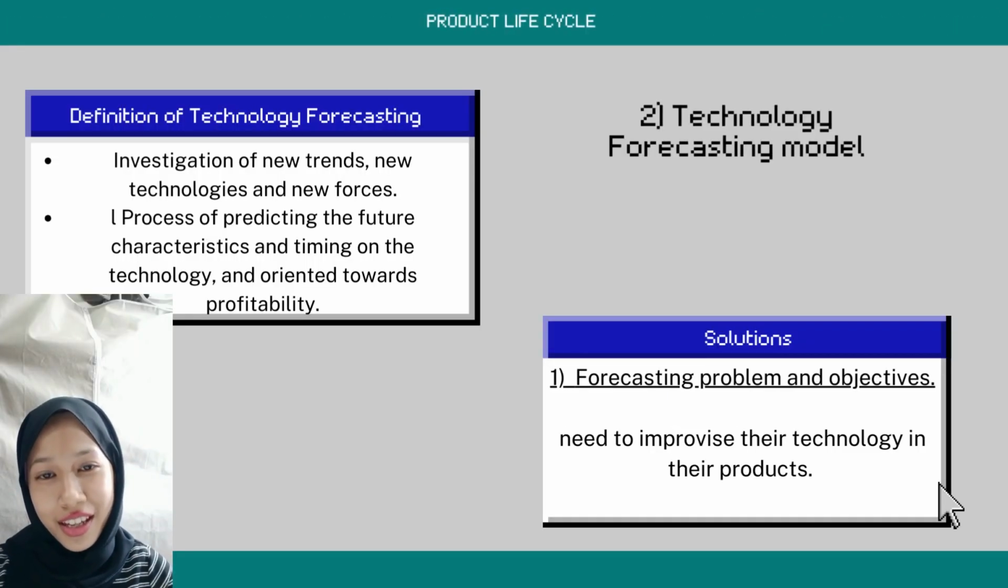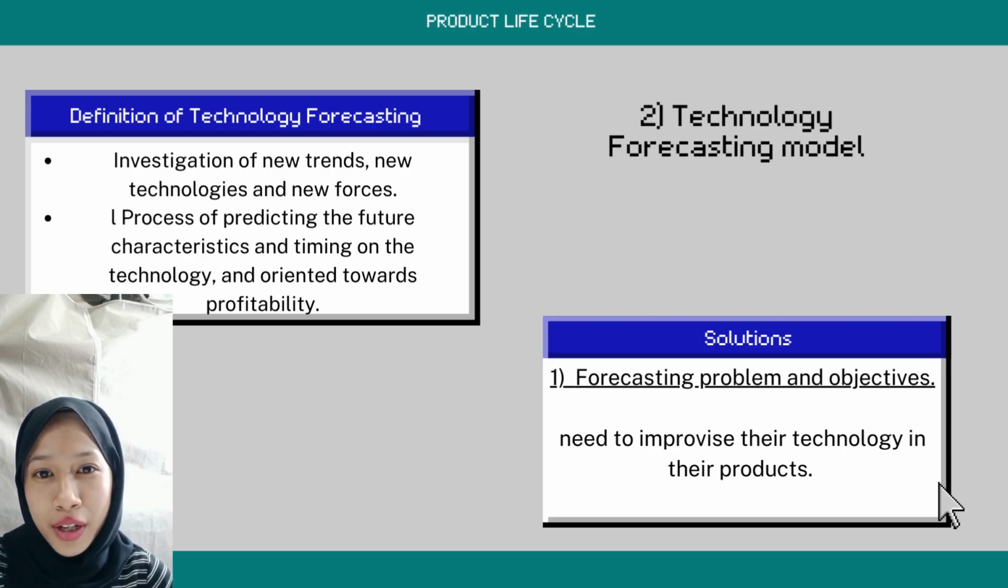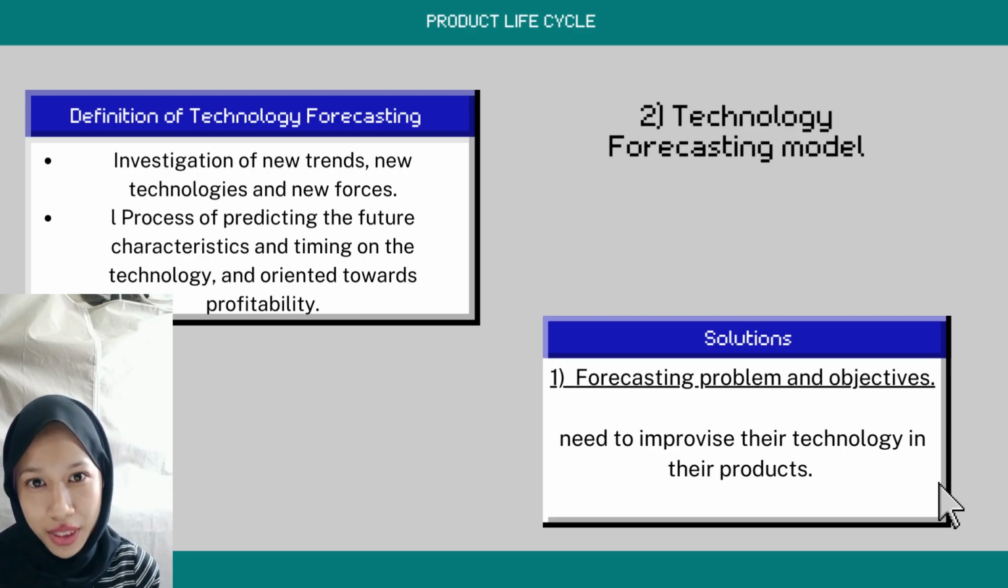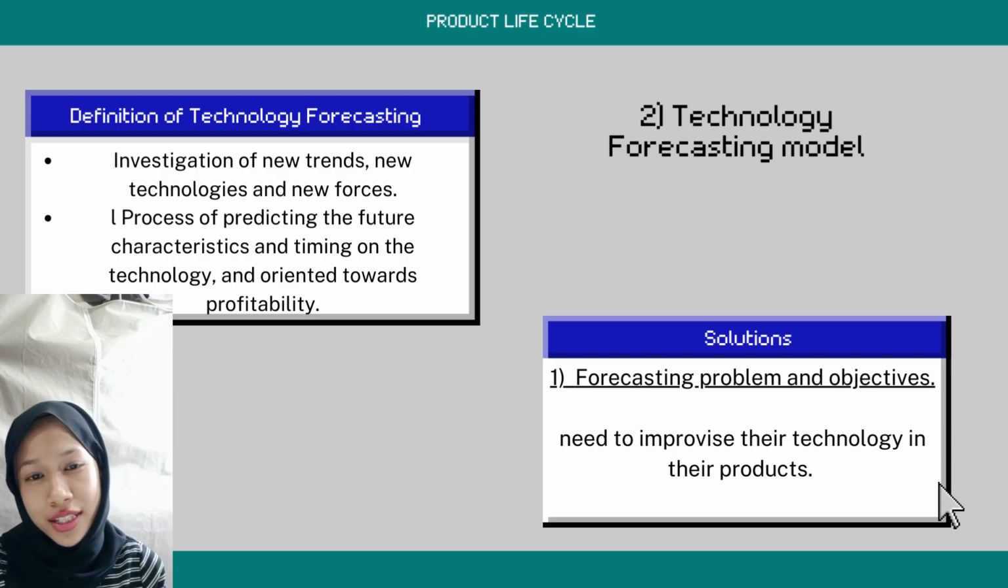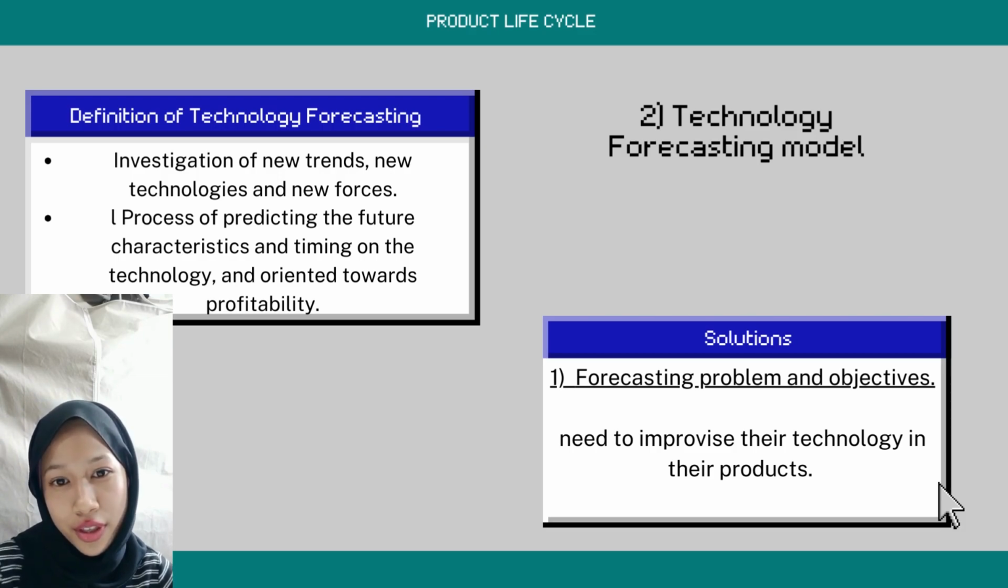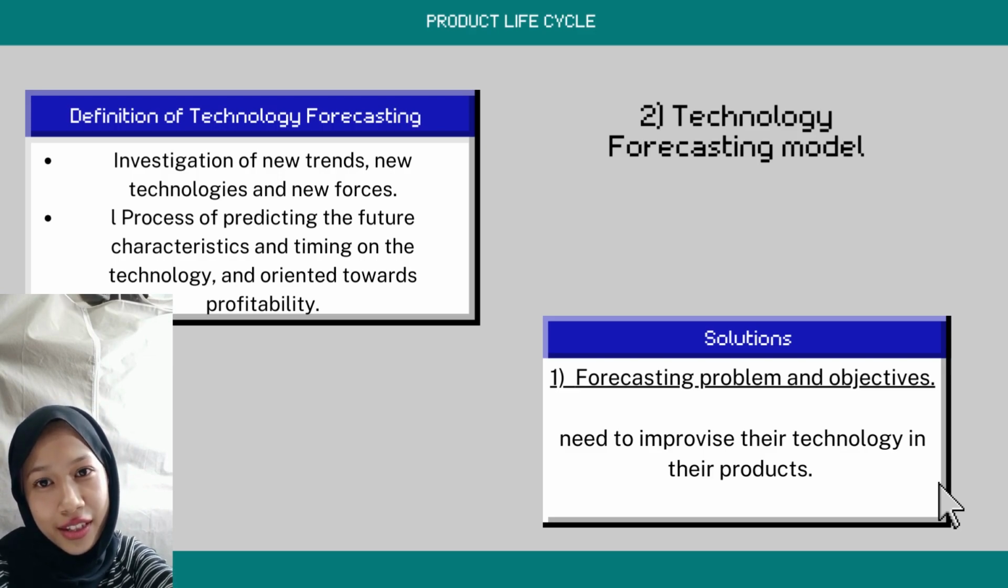So in the next slide, I, Asha binti Baharudin, will be talking about technology forecasting. Large companies use technology forecasting for prioritization of R&D investment, planning new product development, making strategic decisions on technology licensing and joint ventures and so forth. The definition of technology forecasting model is, firstly, investigation of new trends, new technologies, and new forces. And then it is the process of predicting the future characteristics and timing of the technology and oriented towards profitability.